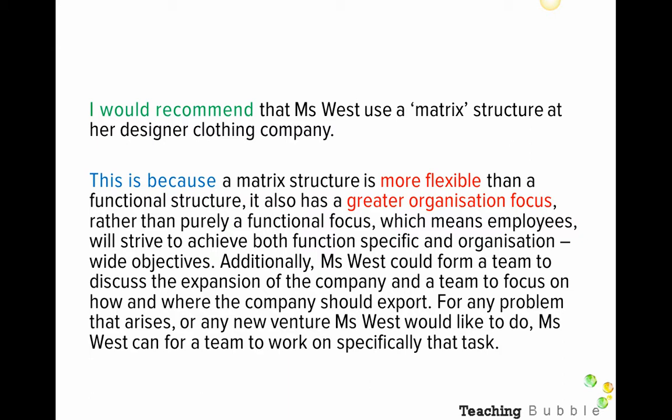A matrix structure is more flexible, so they're starting to go through the advantages of a matrix structure, and they're going to link it to Ms. West's aims. That focus on a functional, more flexible than a functional structure. It also has greater organisation focus rather than purely a functional focus, which means employees will strive to achieve both functional specific and organisational wide objectives. Additionally, so it continues on and on and on.